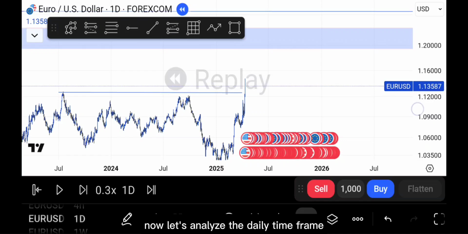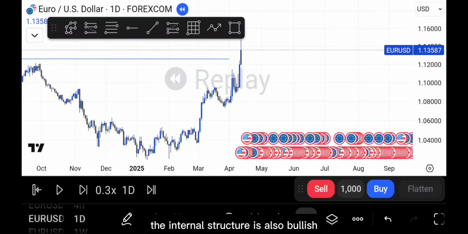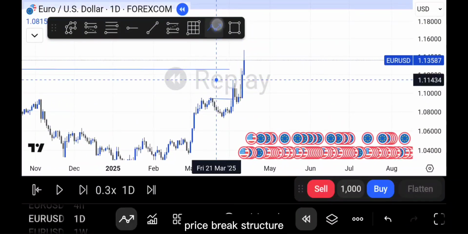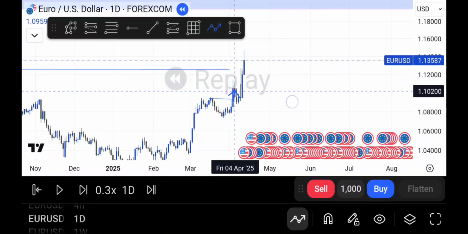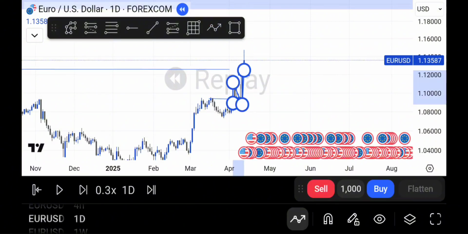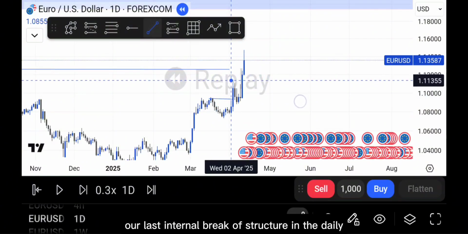Now let's analyze the daily time frame. Looking at the daily time frame, the internal structure is also bullish. Look at this, you see a kind of breakout structure, price breaks structure here, then comes back again and breaks another structure. So this is our last internal breakout structure in the daily.